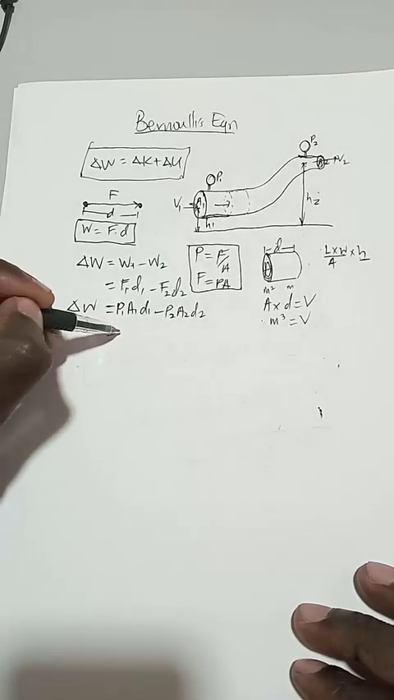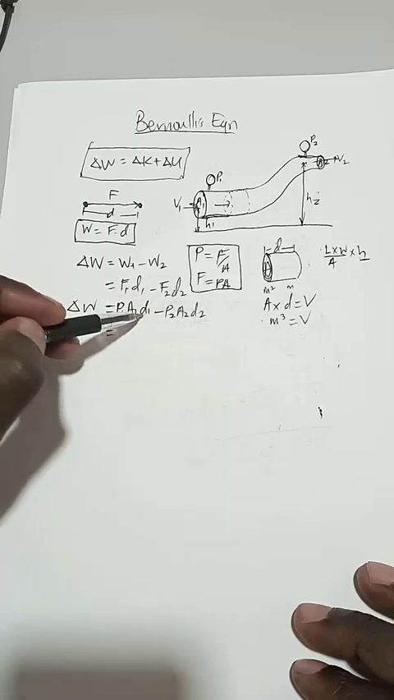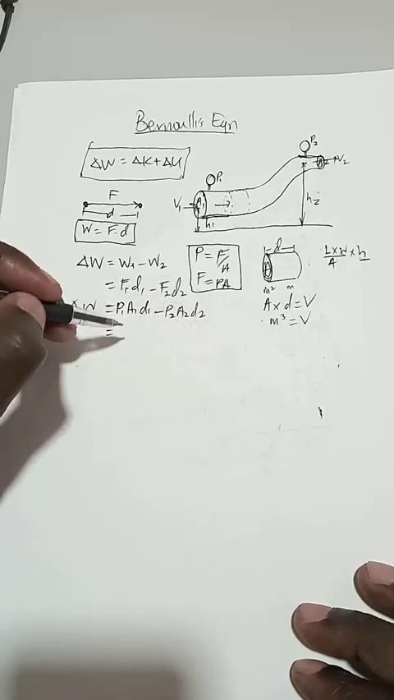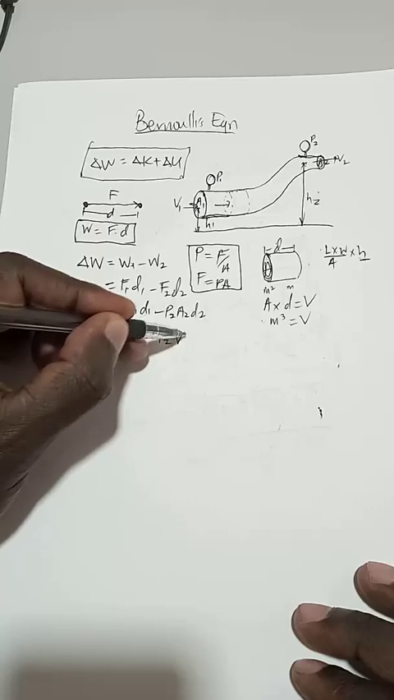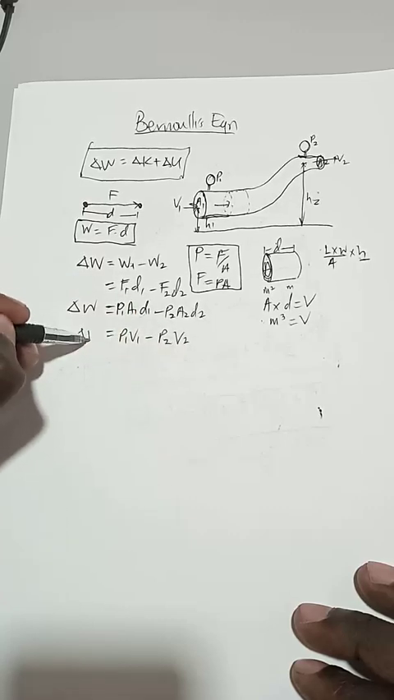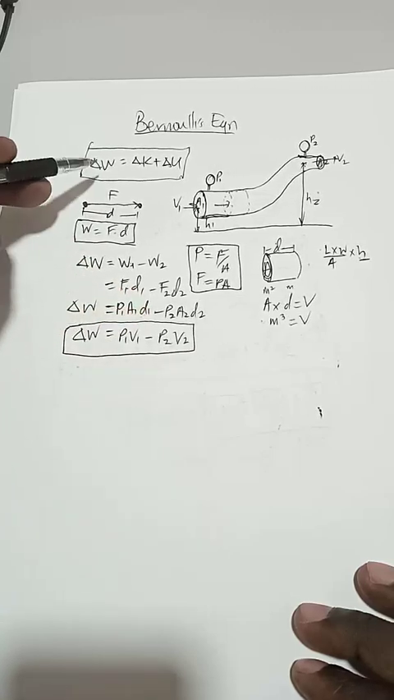So we replace the volume with A1 D1. So it becomes P1 V1 minus P2 V2. So this is delta work done, the first part of the equation.